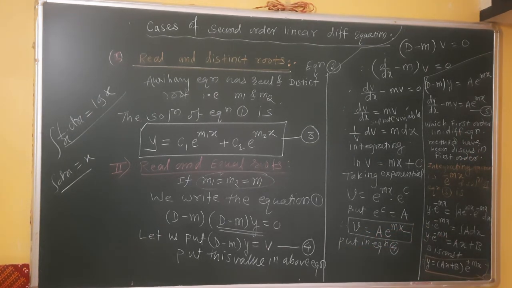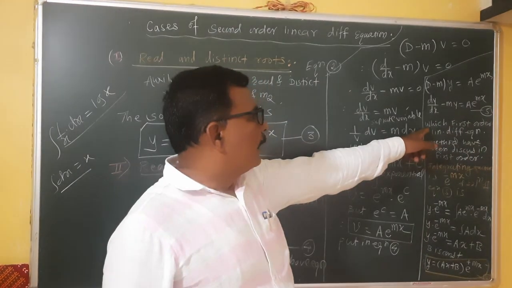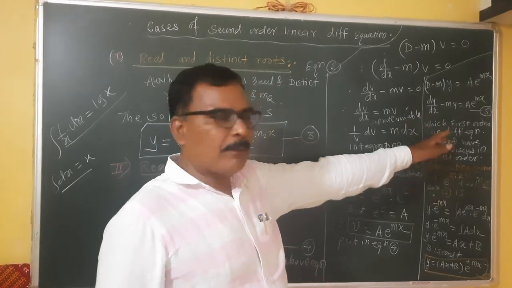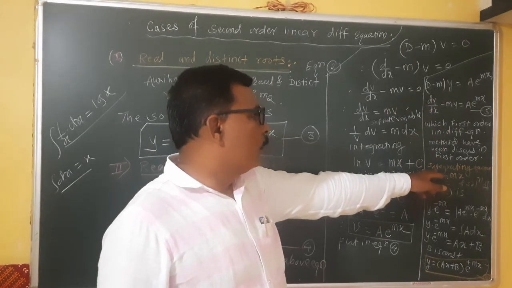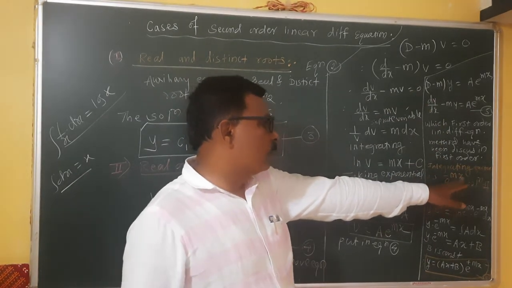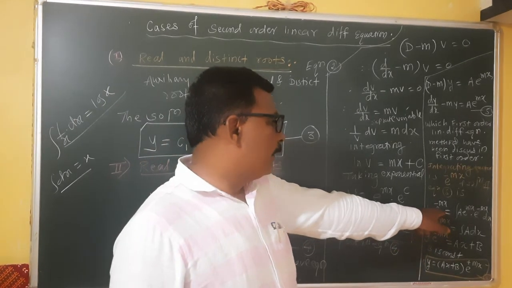Substitute in equation number 4. We get (D minus m) into y is equal to a into e raised to mx, and dy by dx minus my is equal to a into e raised to mx, which is a first order differential equation. And the method of solving this equation we considered in the last lecture. So we have to consider the integrating factor e raised to minus mx, and the solution of equation 5 becomes y into e raised to minus mx.